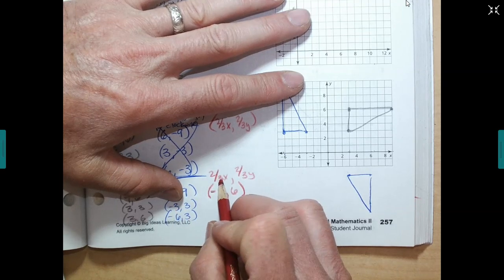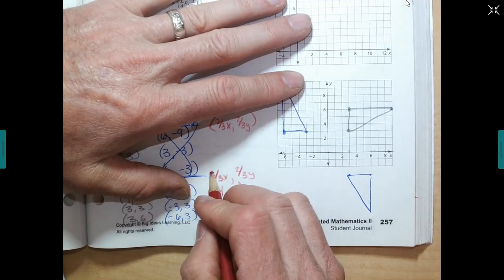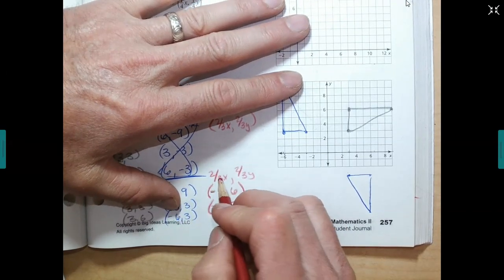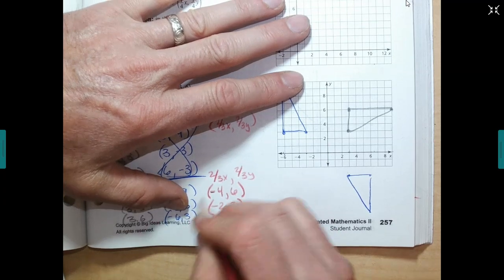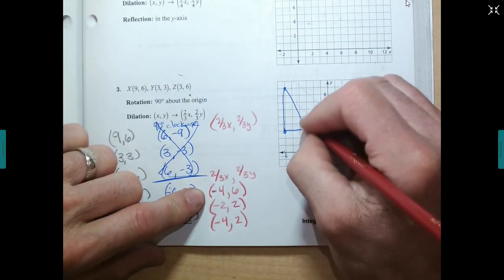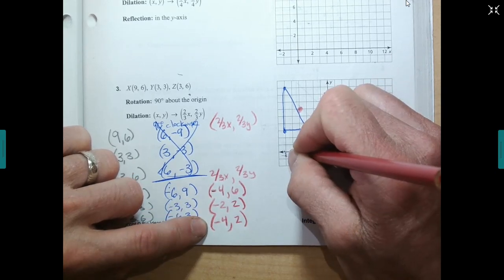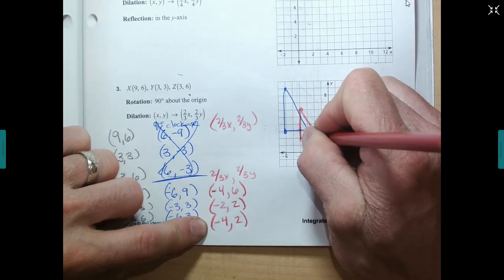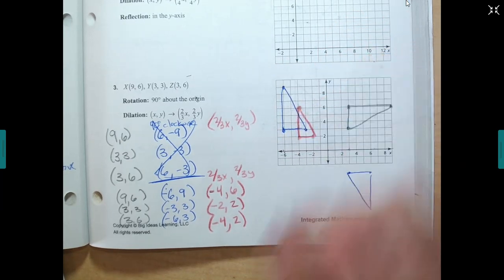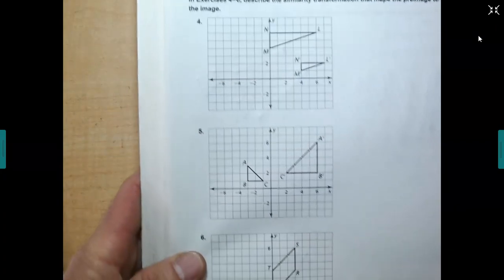So negative 6 divided by 3 is negative 2. 6 divided by 3 is 2. Negative 12 divided by 3, negative 4. 6 divided by 3 is 2. Negative 4, 6. Negative 2, 2. Negative 4, 2. There it is. So we have our rotation, then we have our dilation. Let's see if I can get kerfuffled again.